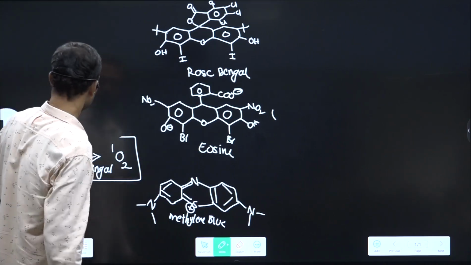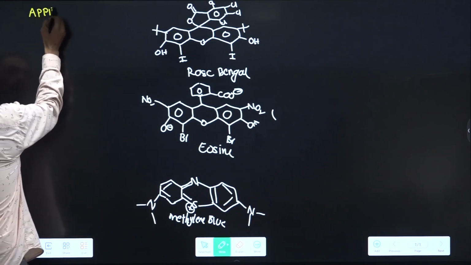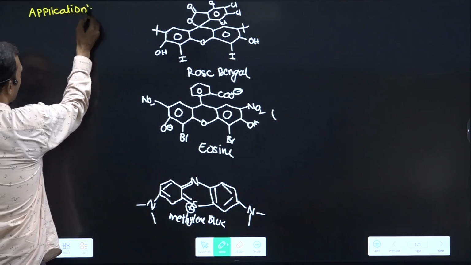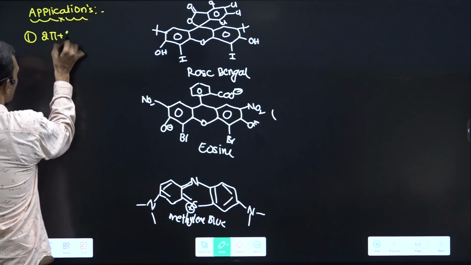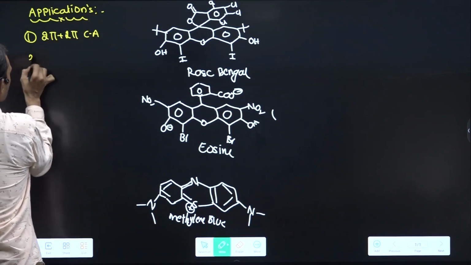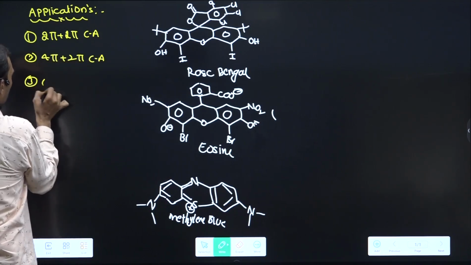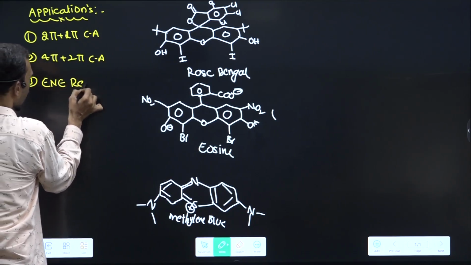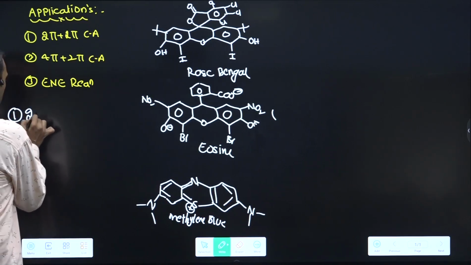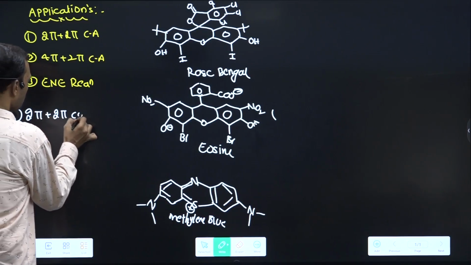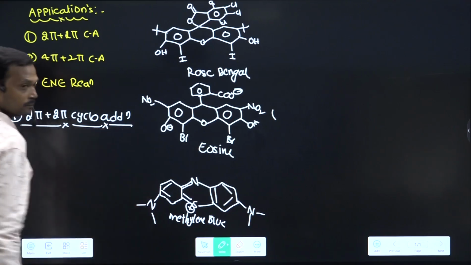Now applications. Only 3 applications are there for oxidation reactions. First one, 2pi cycloaddition, second, 4pi cycloaddition, and third, the ene reaction. It is called the Photo-ene reaction. First we will see 2pi cycloaddition photochemically, supra.